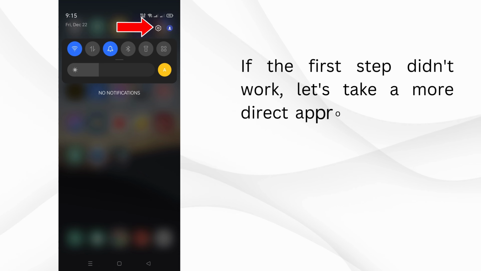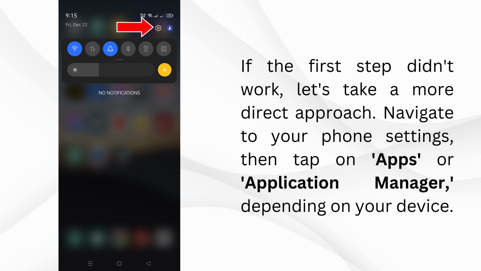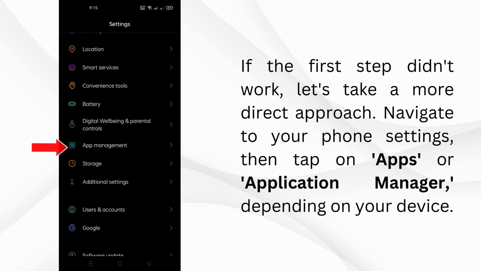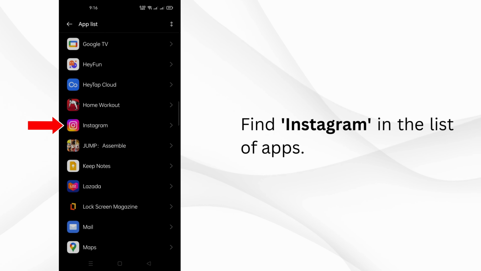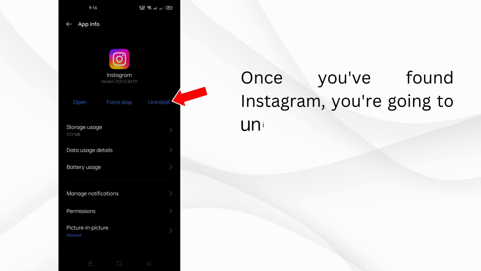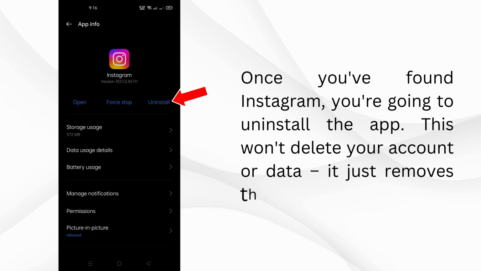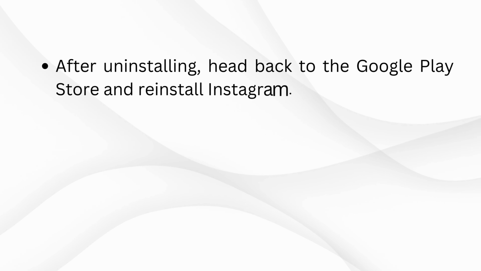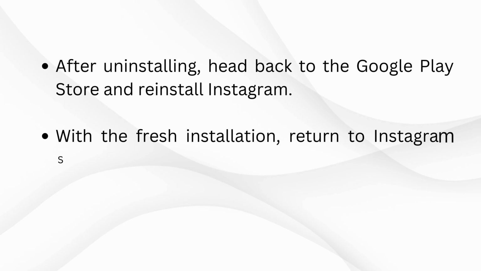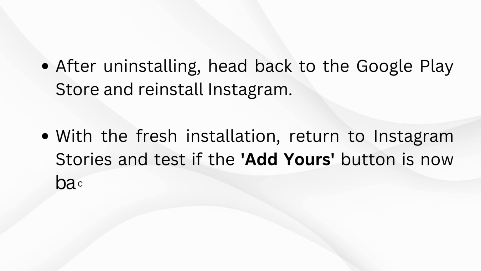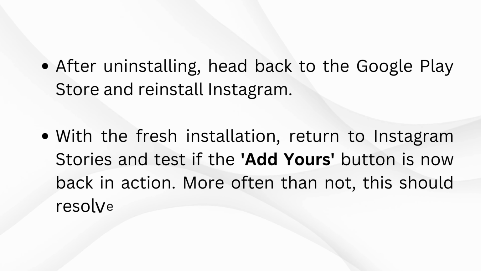If the first step didn't work, let's take a more direct approach. Navigate to your phone settings, then tap on Apps or Application Manager, depending on your device. Find Instagram in the list of apps. Once you've found Instagram, you're going to uninstall the app. This won't delete your account or data, it just removes the app from your device. After uninstalling, head back to the Google Play Store and reinstall Instagram. With the fresh installation, return to Instagram Stories and test if the Add Yours button is now back in action. More often than not, this should resolve the problem.